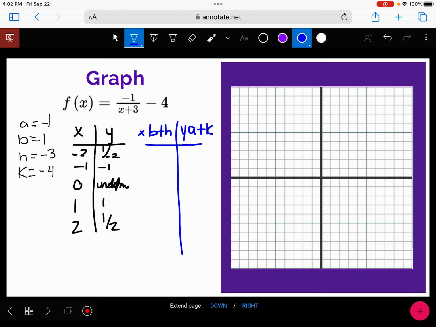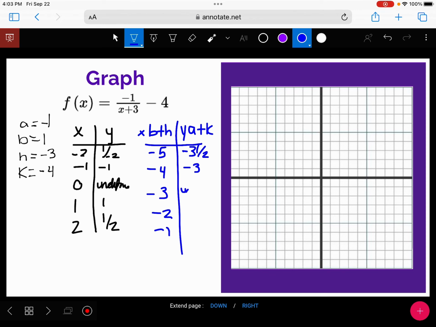So we're going to have our x values times 1 plus -3. So we're going to have -5, -4, -3, -2, and -1. And y times a, so times that -1, plus k, so plus -4. So -1/2 times -1 is +1/2, minus 4 gives us -3.5. -1 times -1, +1, minus 4 gives us -3.